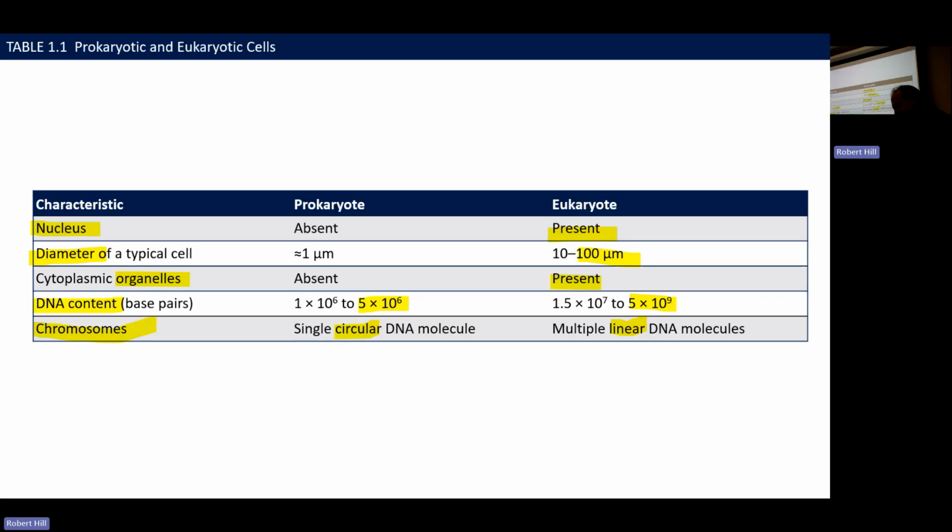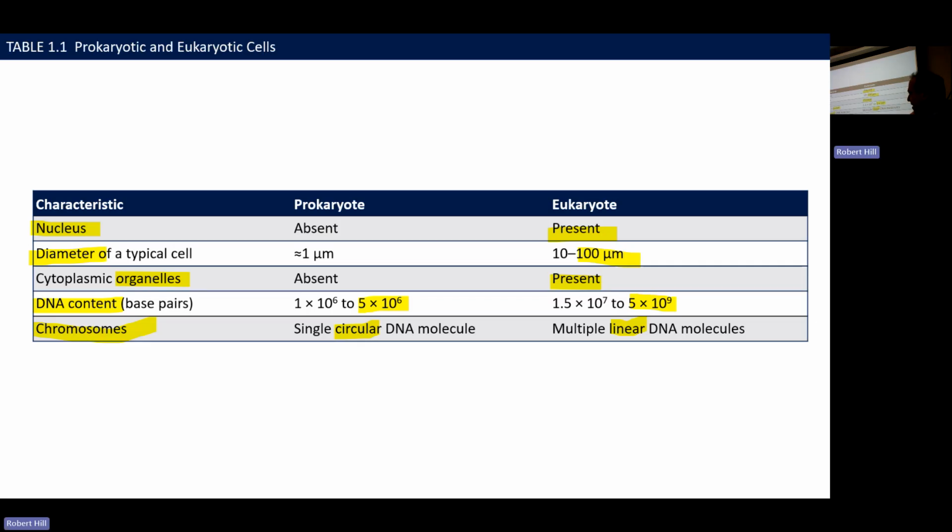So it's important to understand the difference between these prokaryotes and eukaryotes, right? The eukaryotes are larger, upwards of about 100 micrometers. 100 micrometers, if you have really, really good eyes, you can actually see that. It's about the size of a period on a page.